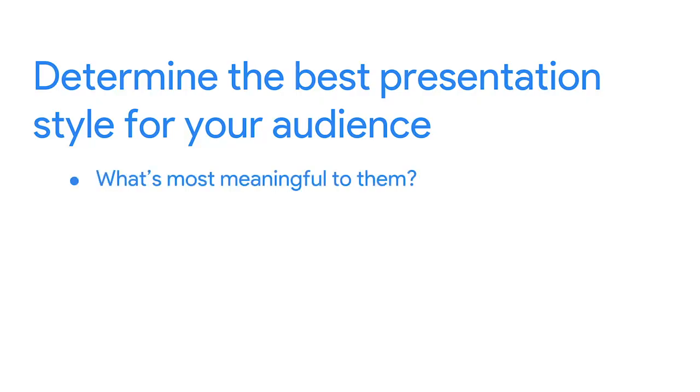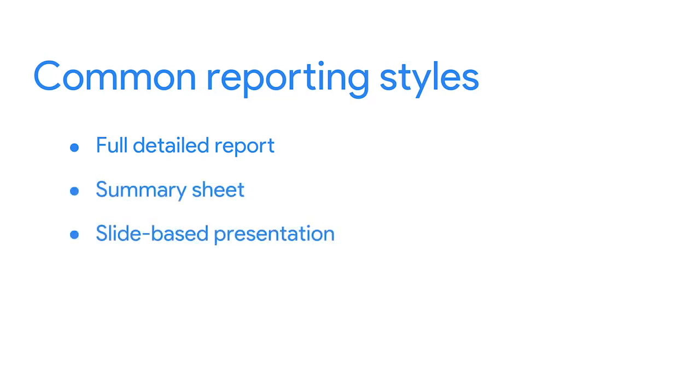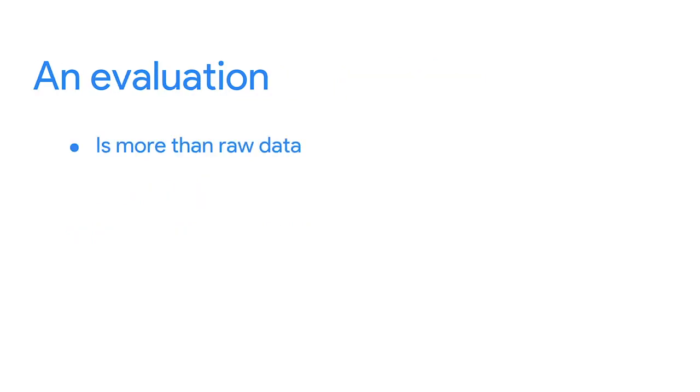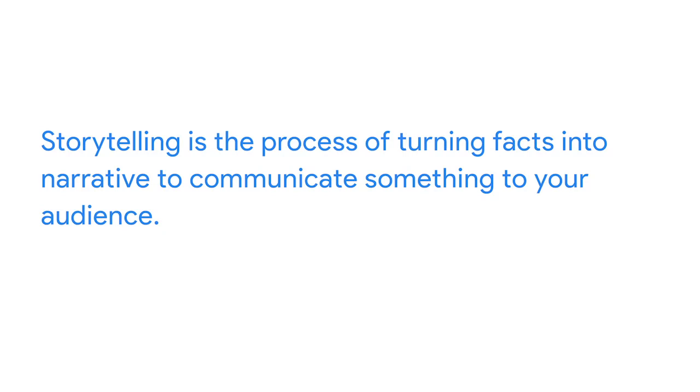Let's review. There are different ways to present an evaluation. You need to decide which style is best for your audience. To do this, consider what's most meaningful to them and how much time they have. In some cases, you'll need to present the same data in different ways. Common reporting styles, in addition to a full detailed report, are a summary sheet and a slide-based presentation. An evaluation is not simply a raw data report. It needs to reflect what the data means and explain how it informs a response to the evaluation questions. In order to do this, you'll need to filter and analyze the data. A great way to present an evaluation is through a story. Storytelling is the process of turning facts into narrative to communicate something to your audience.